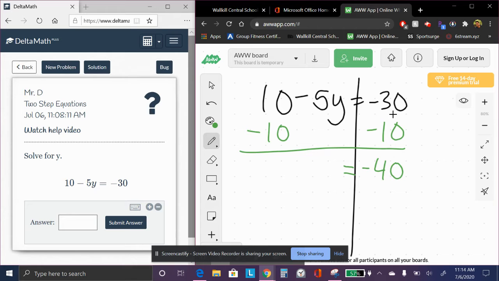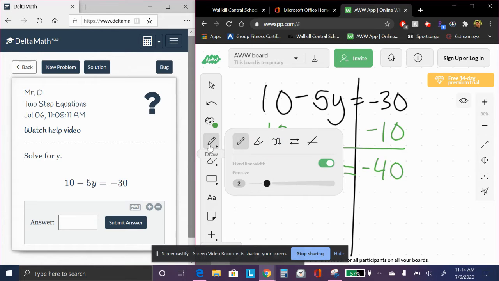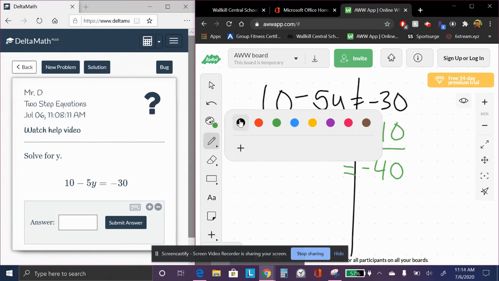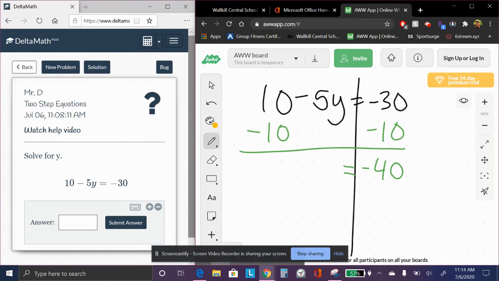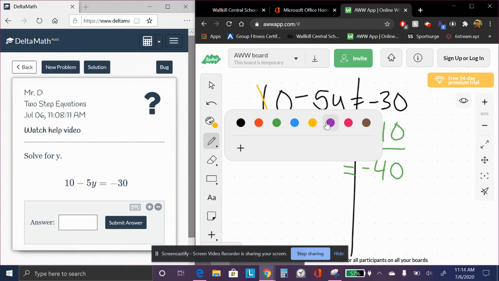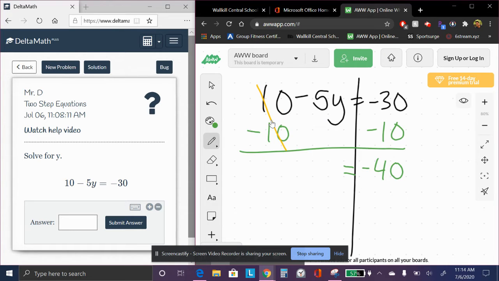Now be careful on this side. We notice that these cancel out, right? And we have to bring down the negative 5y. That comes down. So it's negative 5y. So now we have a balanced, simplified equation on the bottom: negative 5y equals negative 40.